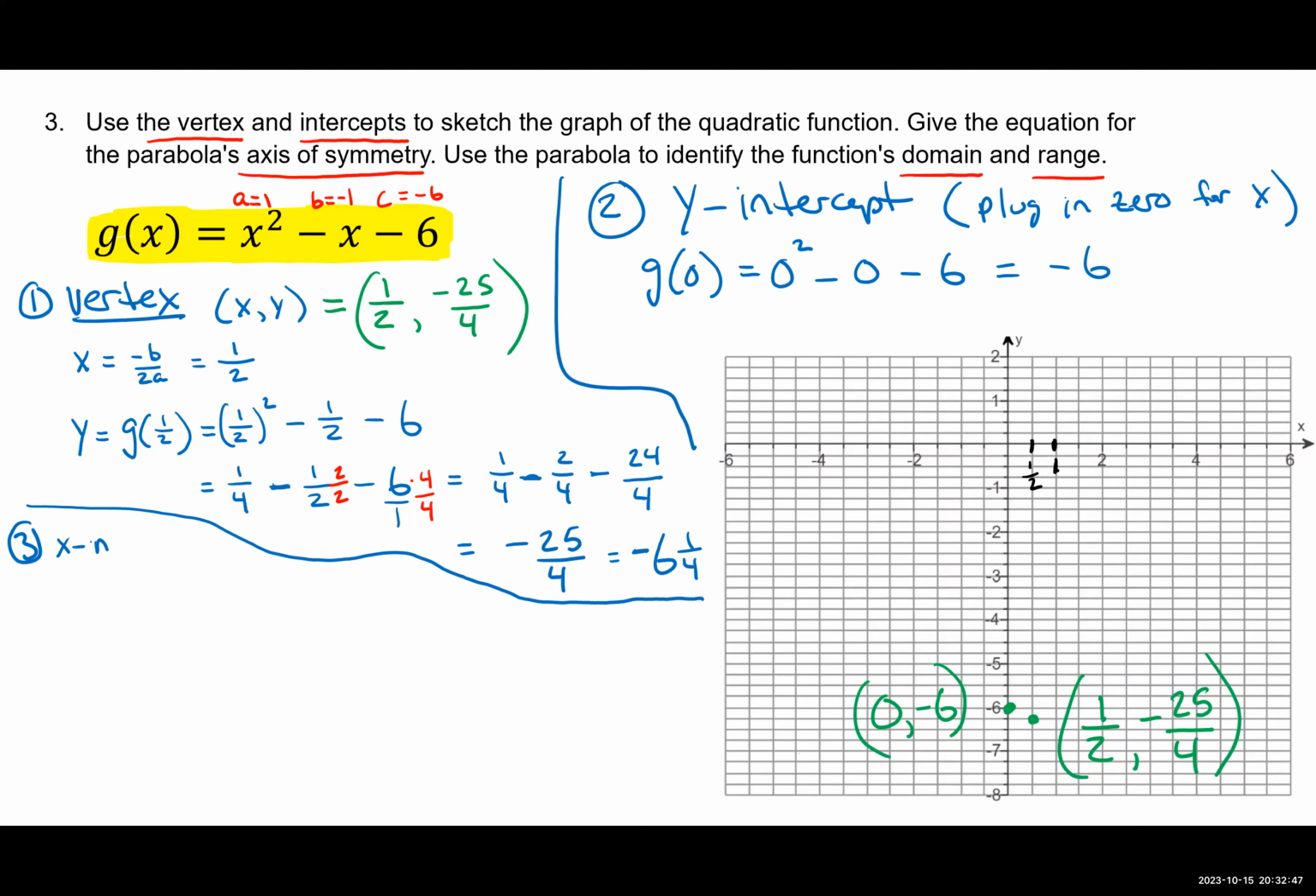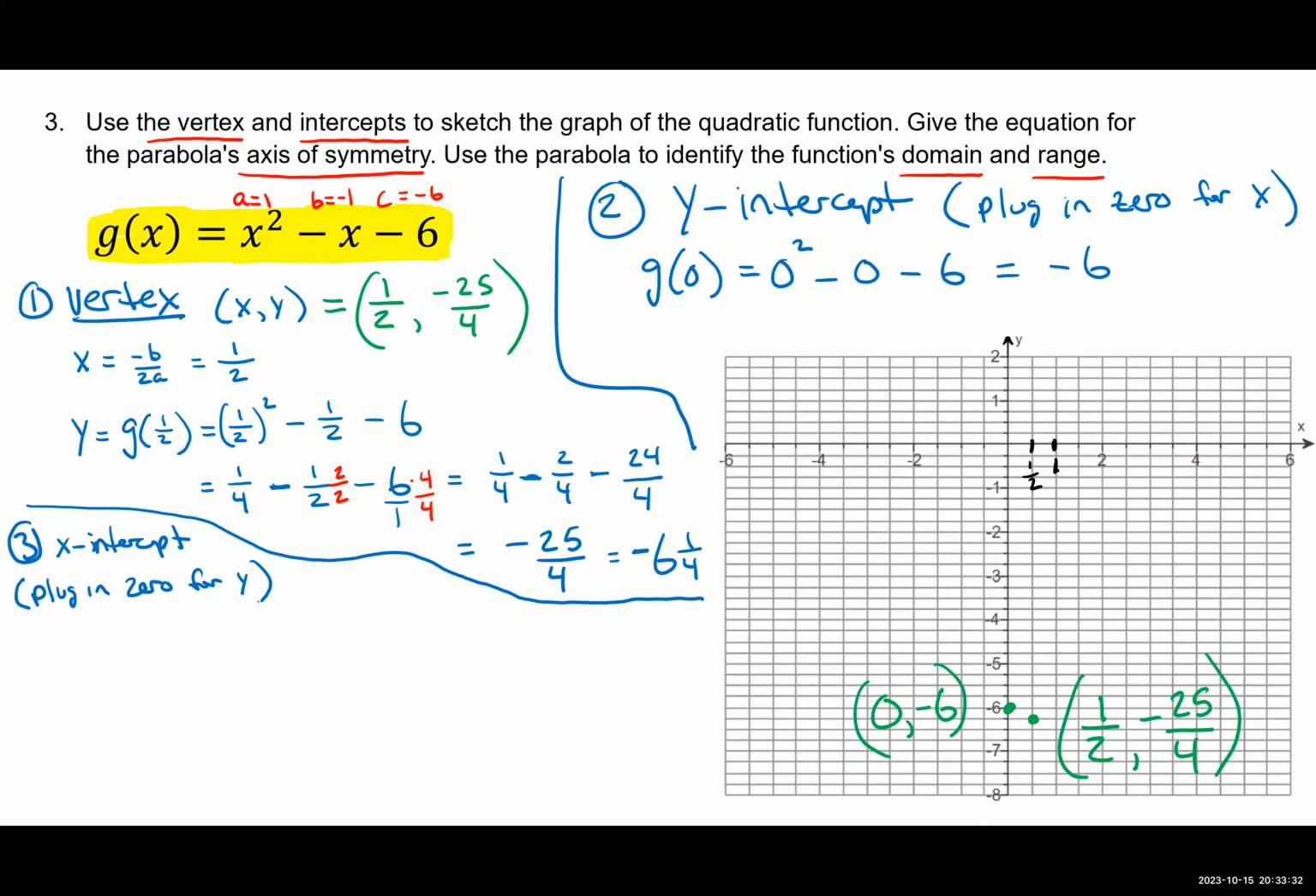Now x-intercept. To find the x-intercept, plug in 0 for y. Now remember, the word intercept. An intercept is any point that contains the number 0. So y-intercepts have a 0 for x. It's 0, comma y. The x-intercepts have a 0 for y. It's x, comma 0. To find an intercept, you have to use a 0 somewhere.